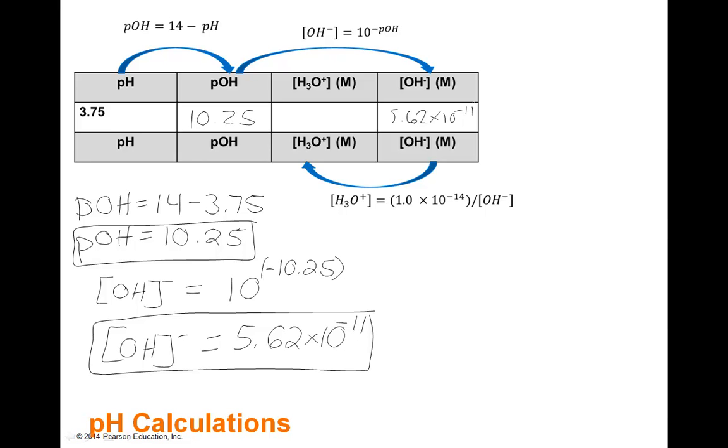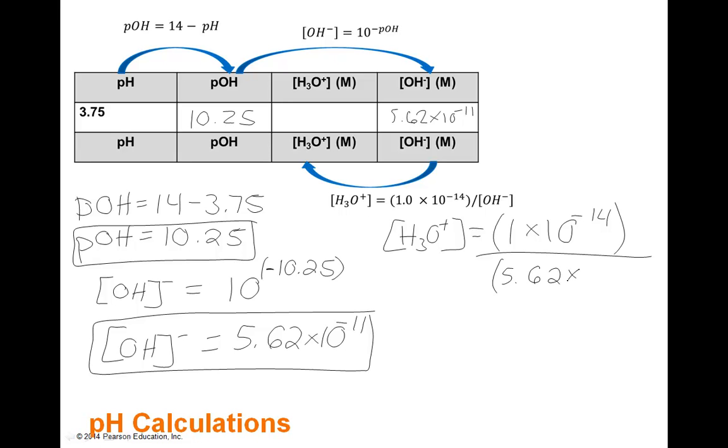Alright, I know that. So now I'm going to follow my last arrow, because my hydronium ion concentration is the last one to figure out. So hydronium ion equals 1 times 10 to the minus 14 divided by my hydroxide ion concentration, which is 5.62 times 10 to the minus 11. If I type that all into my calculator, come back over here, it is 1.78 times 10 to the minus 4.